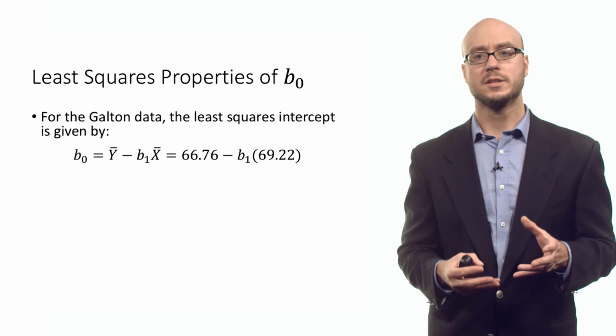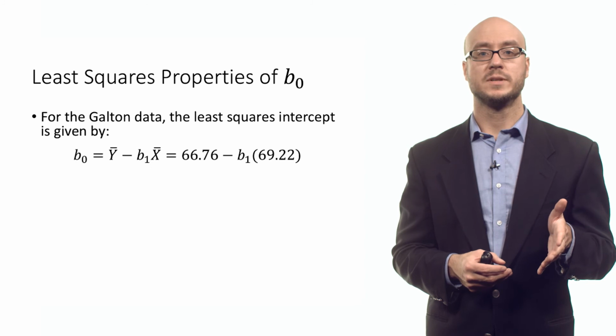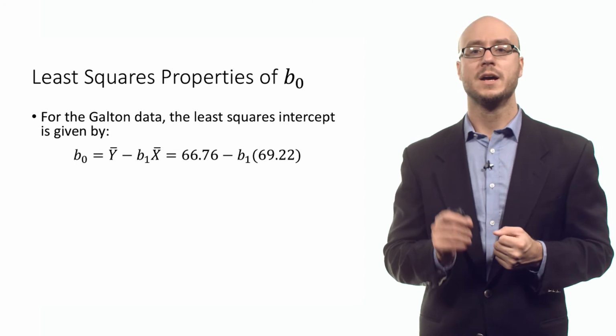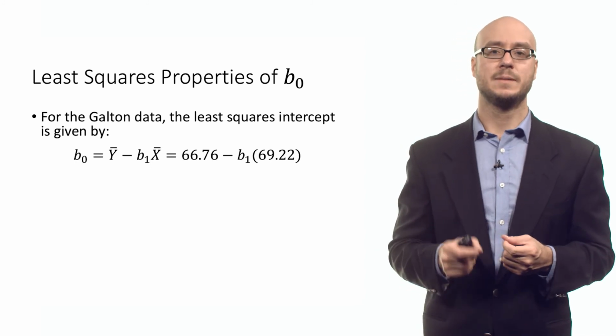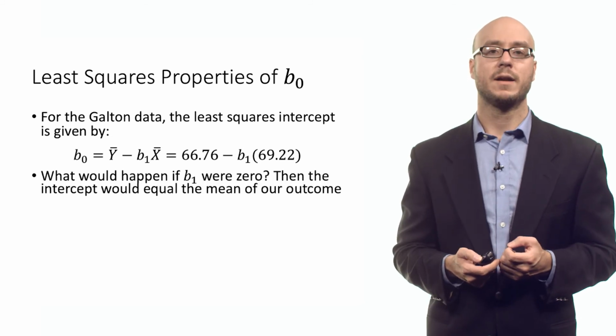So let's look at this. For the Galton data, the least squares intercept is given by 66.76, that's the mean of our outcome, minus the slope times 69.22. That's our mean of our x variable, the mean of the mid-parent height variable.